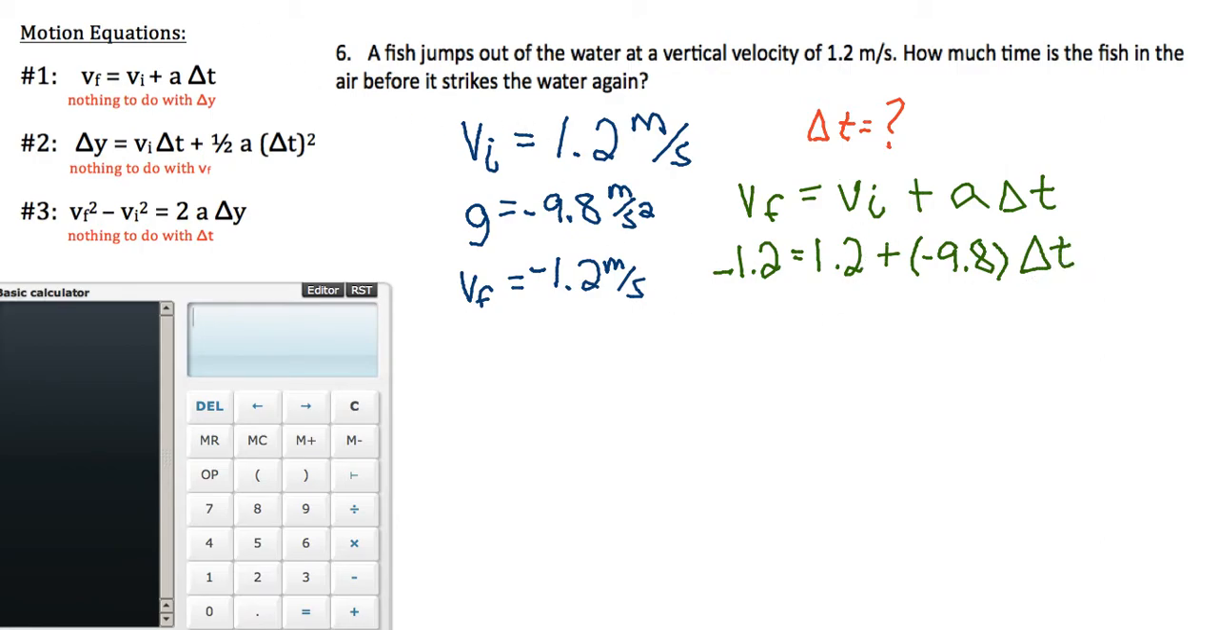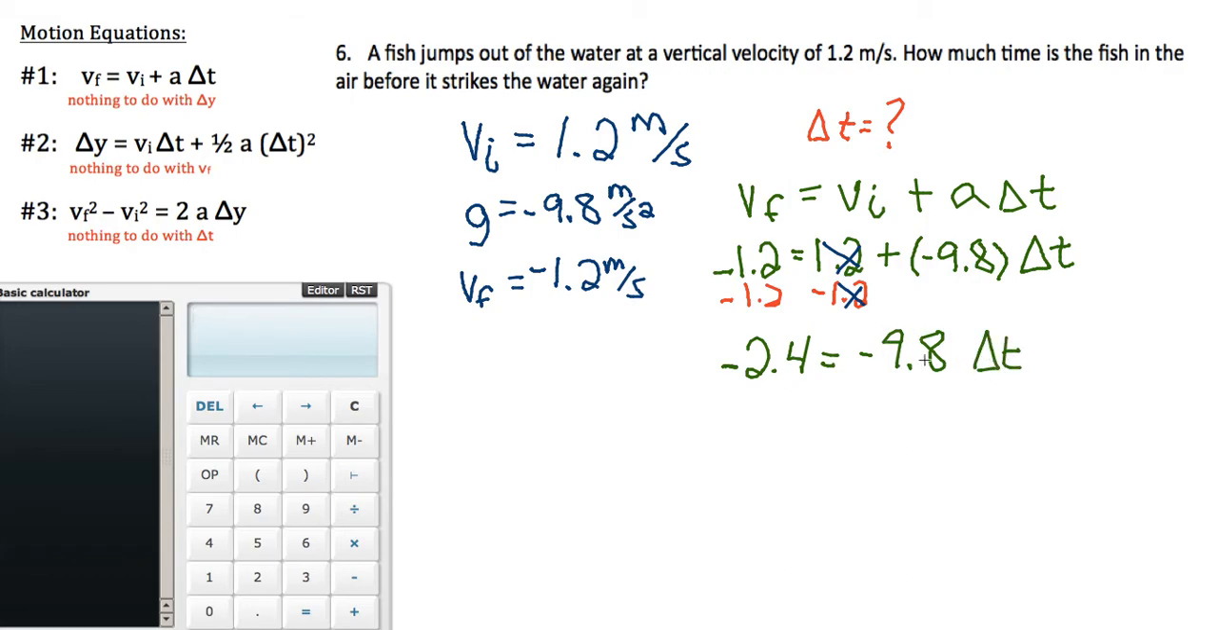Okay, first step is we have to get rid of that 1.2. Right now this is added on the right side of our equation, so to get rid of the 1.2, we have to subtract it from both sides. We're subtracting 1.2 from each side. What will happen is our 1.2's go away over here, and we're left with negative 1.2 minus 1.2, so we're really just doubling that side. So negative 1.2 minus 1.2 will give us a negative 2.4 on the left side of our equation. It's equal to what's left, which is negative 9.8 times delta t.